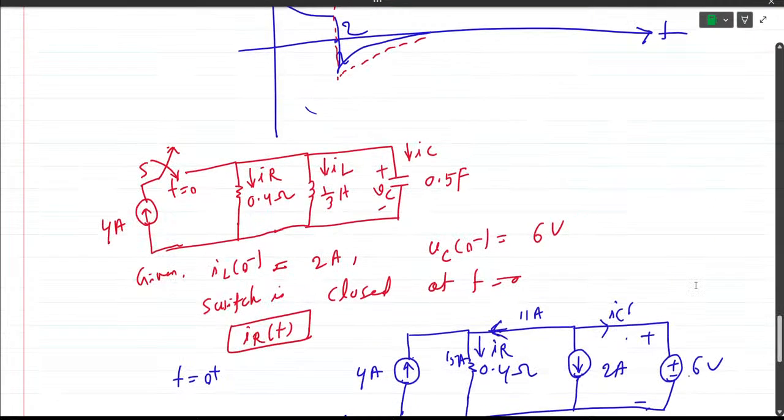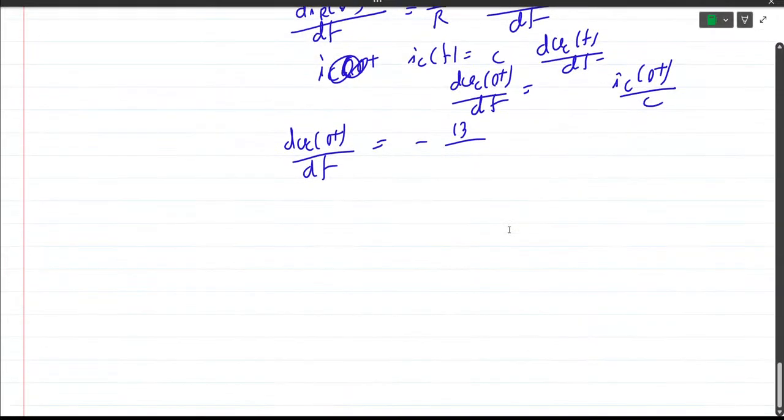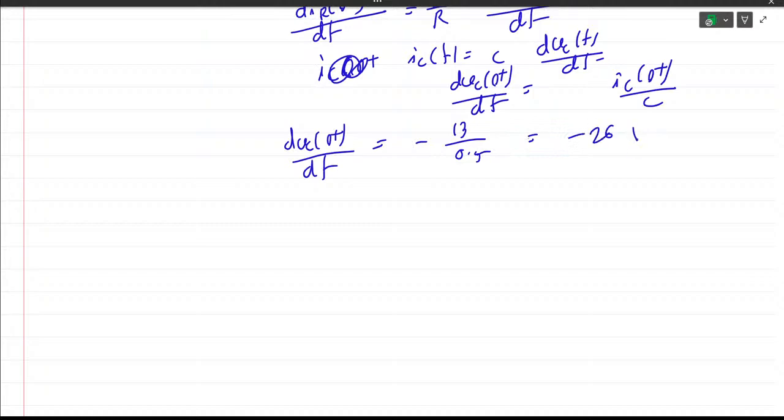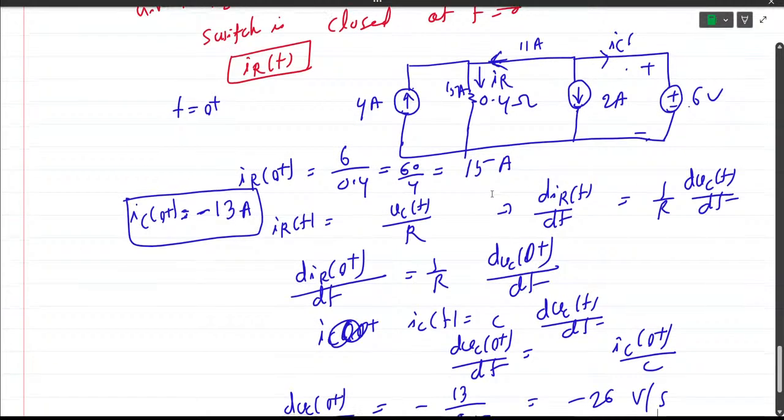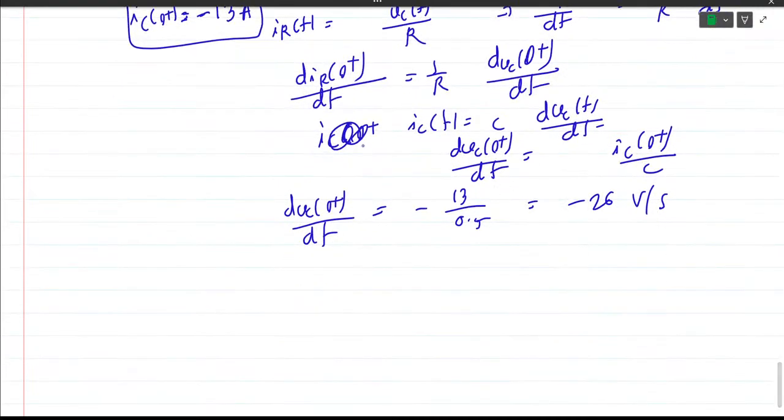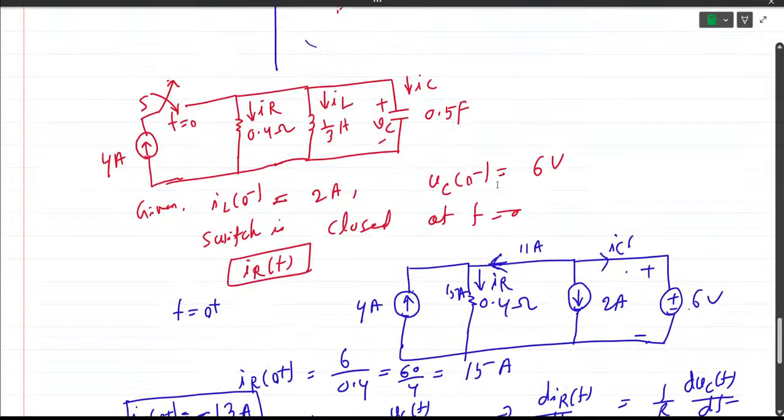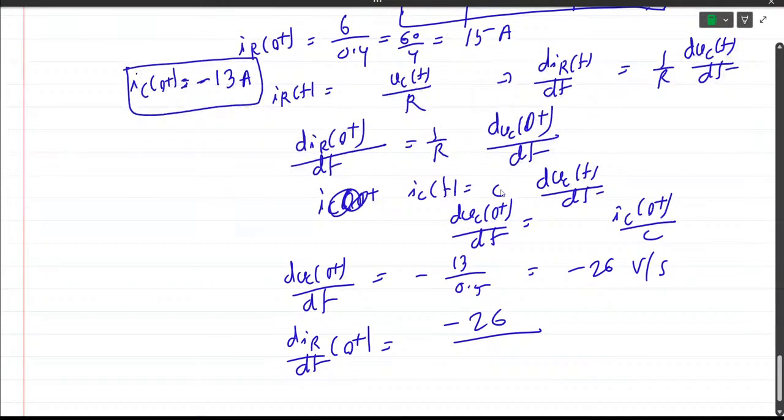So dVC(0 plus) upon dt is equal to minus 13 upon C. C is given as 0.5, see here, 0.5, that is minus 26 volt per second. So use this relation to find it: dIR upon dt at 0 plus will be minus 26 upon R. R was your 0.4.